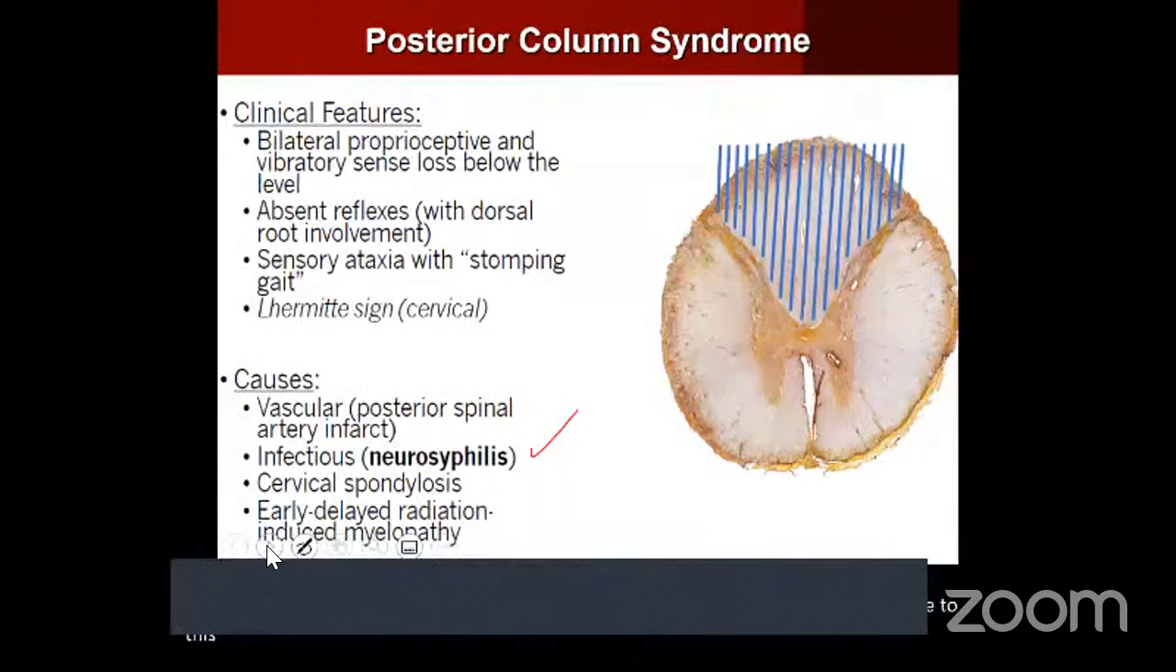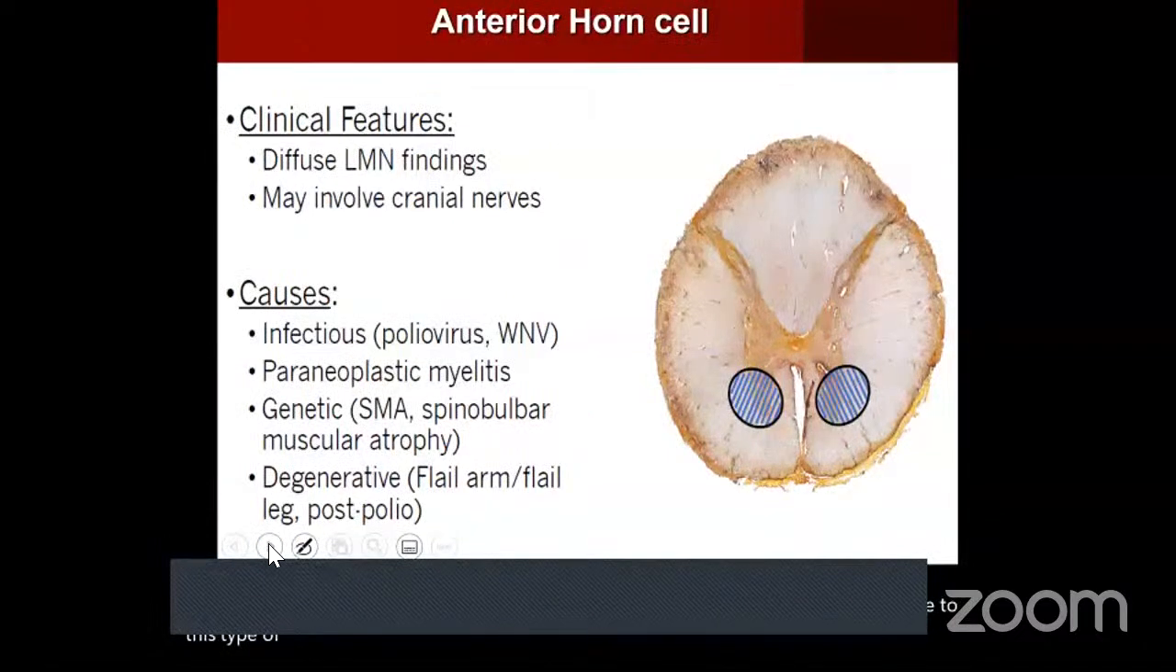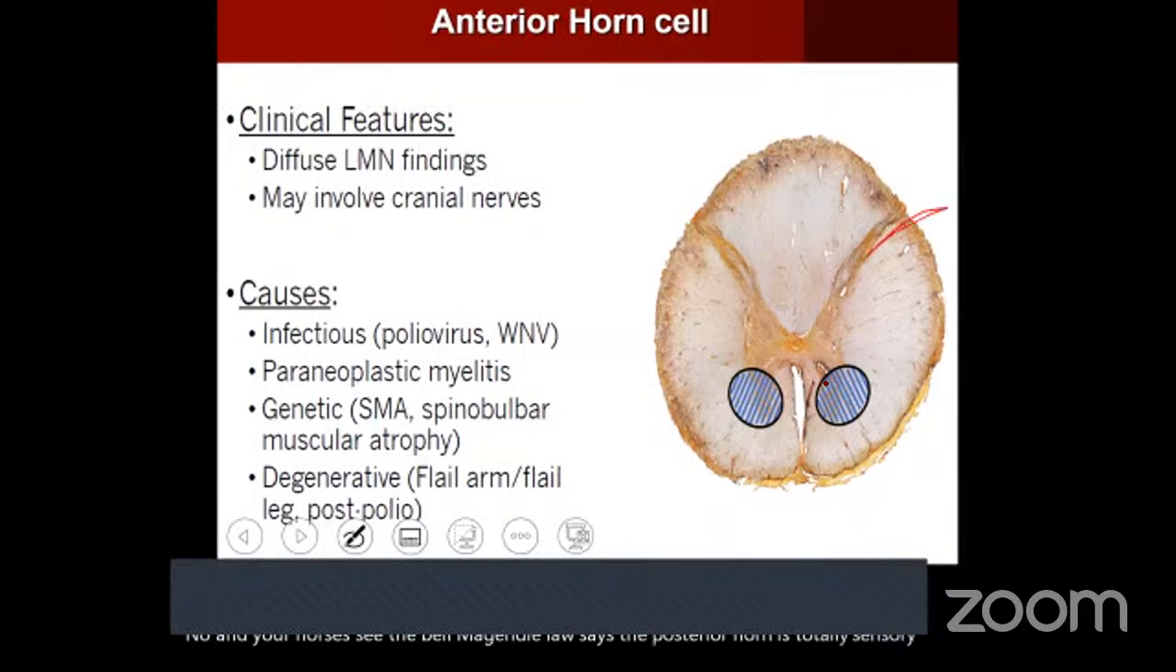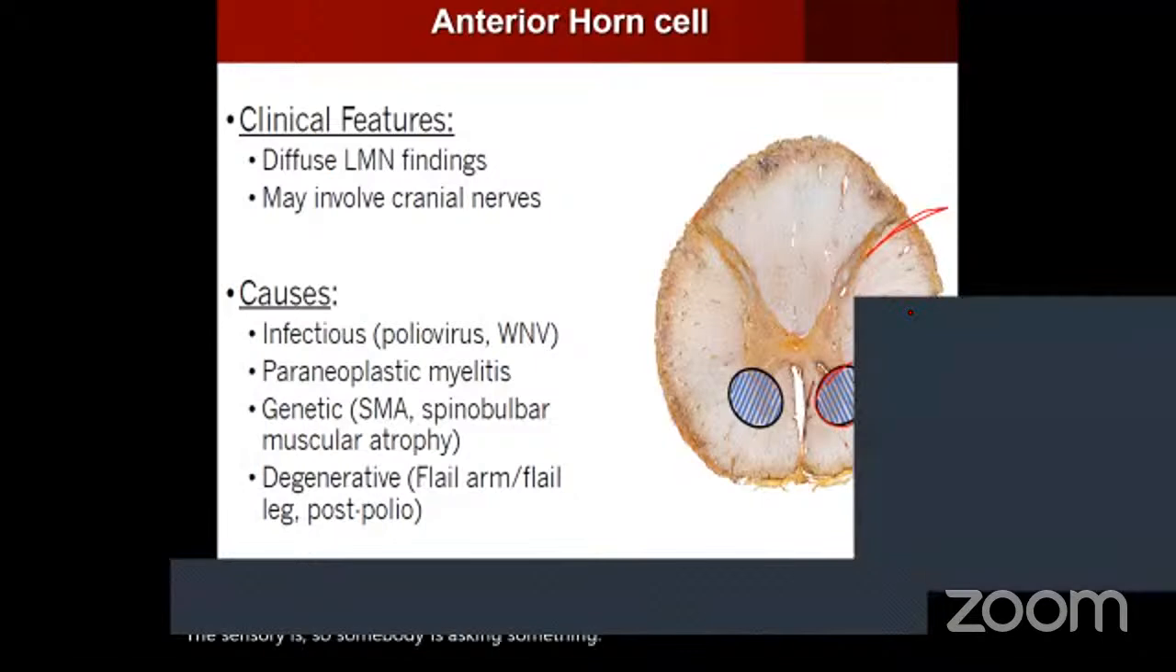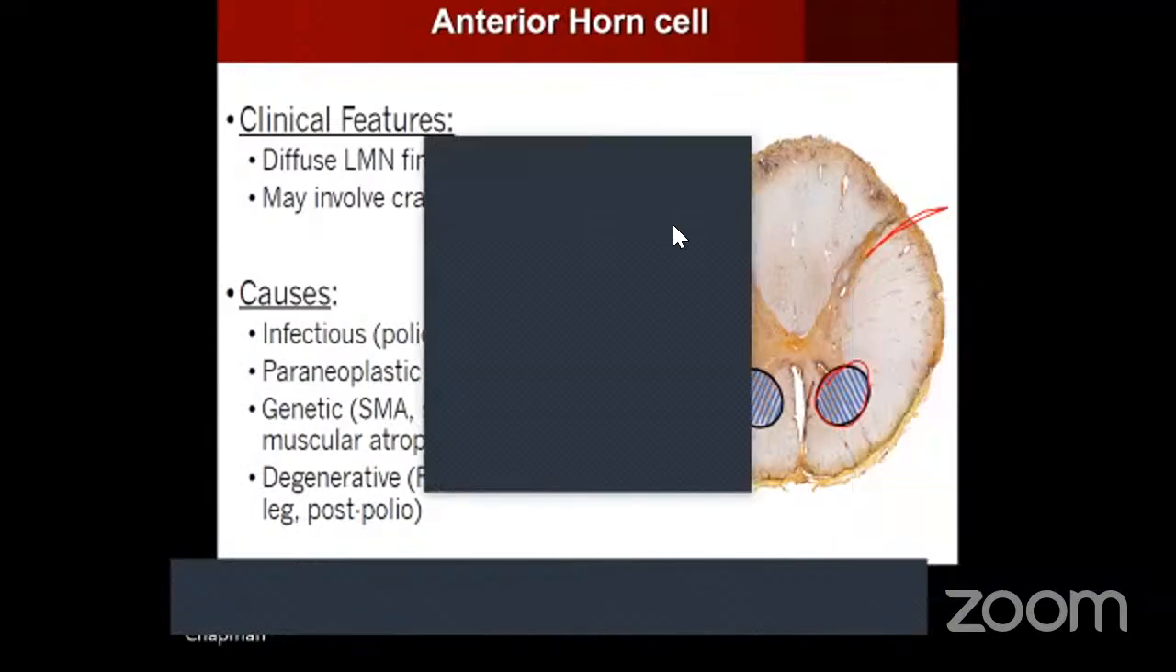Now, anterior horn cells. See, the Bell-Magendie law says the posterior horn is totally sensory. The anterior horn is motor. Somebody is asking something? Any difference in pattern of sensory loss in syrinx and intramedullary lesion? There is no difference. There is patchy sensation.